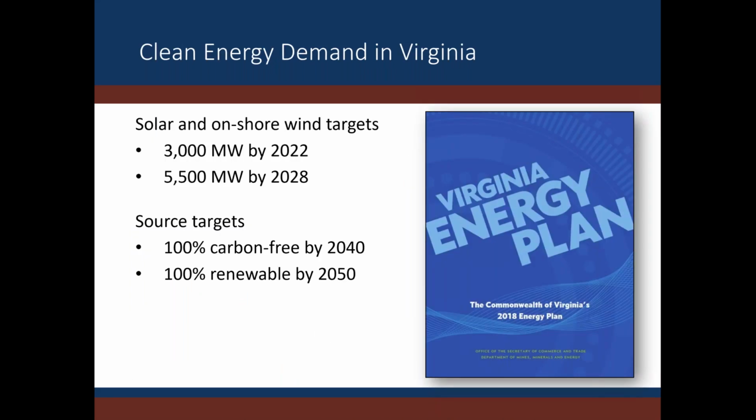The Commonwealth's southern location and geography make it a great state for installing solar power. In addition, state mandated incentives and tax exemptions have further incentivized solar development. The 2018 Virginia Energy Plan called for 3,000 megawatts of solar and onshore wind to be deployed by 2022 and a total of 5,500 megawatts by 2028. The Virginia Energy Plan commits the Commonwealth to the deployment of 30% renewables by 2030 and realizing 100% carbon-free electric power by 2040.